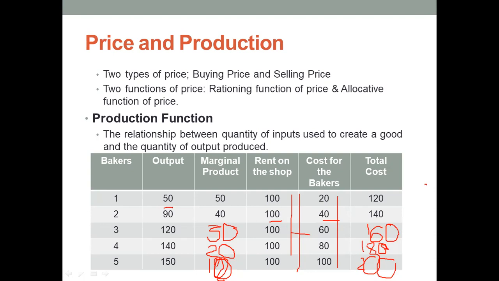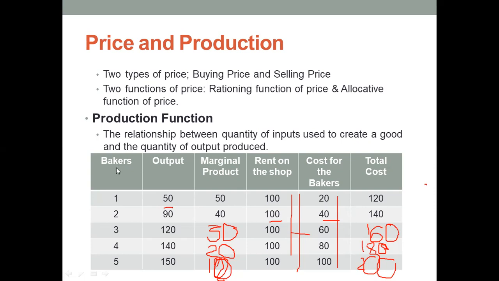Okay? Now, production function. Ano naman na siya? So in production function refers to the relationship between quantity of input used to create a good and the quantity of output produced. Ibig sabihin, sa production, there is a relationship between the input and output. Okay? And it's being showed through production. So that's under the table, the example natin.